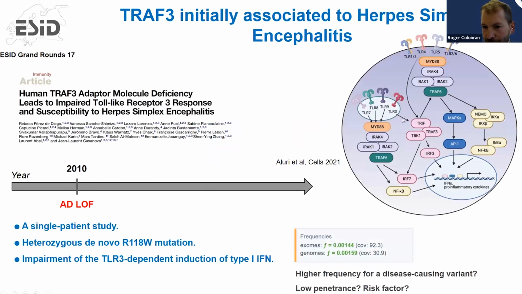pathway through the toll-like receptor 3. This paper was a single patient study where they found a heterozygous de novo missense mutation, and they demonstrated an impairment of the induction of type 1 interferon through the toll-like receptor 3 receptor.